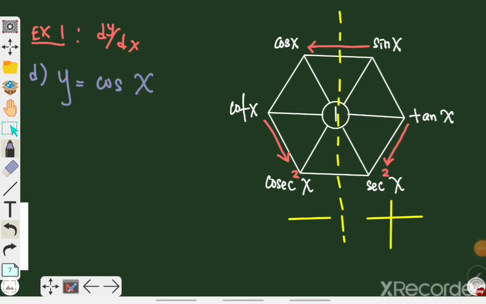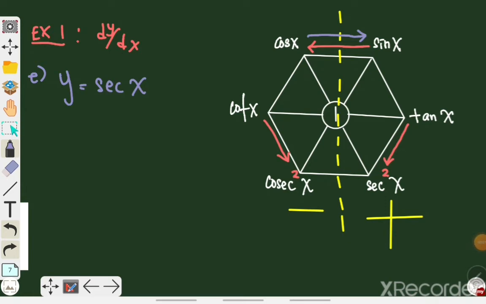Now, how to differentiate cos x? Let's refer to the arrowhead of the red color to differentiate the y. So we have this dy dx. Use the same arrow, where there is a cos, and go vice versa in the other direction. Cos x is located on the left side, so this equals negative sine x.